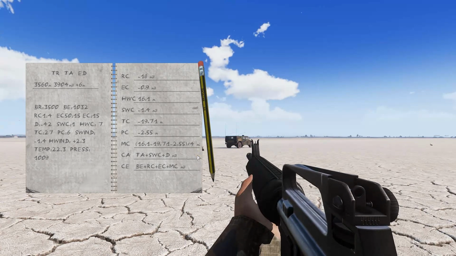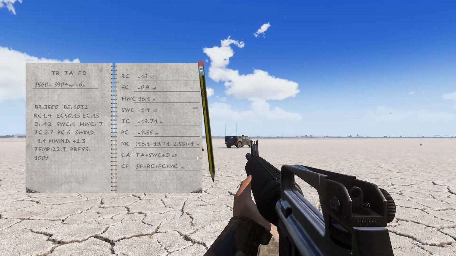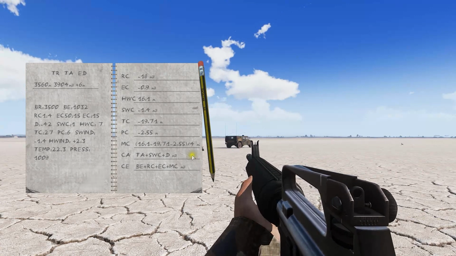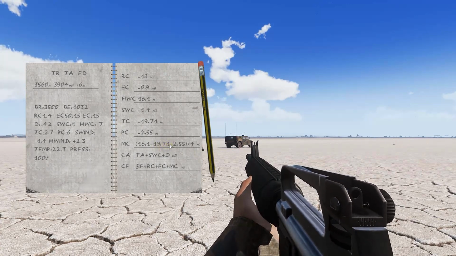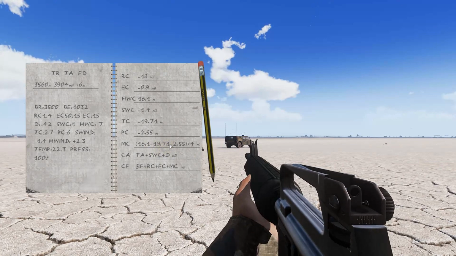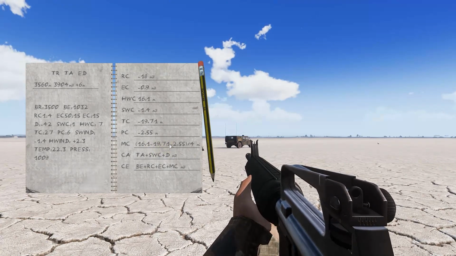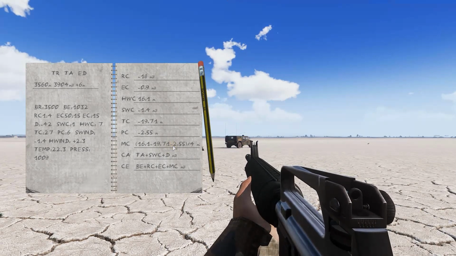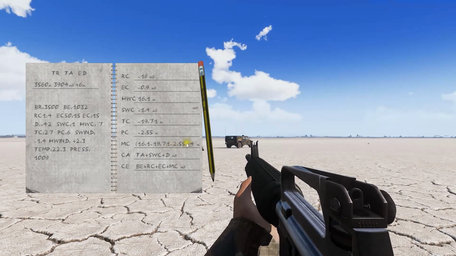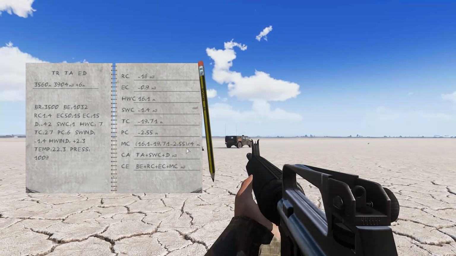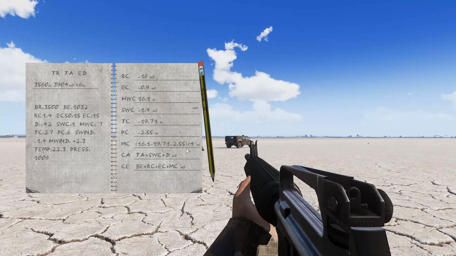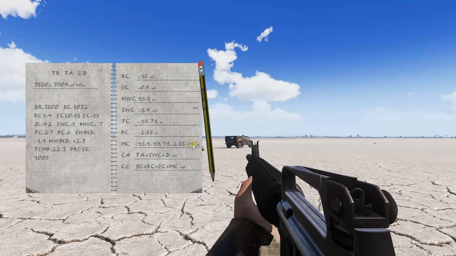It is some experimental stuff, so don't question anything. Just do what it says. So 16.1 meters minus 19.71 minus 2.55. That means minus 16.16 meters, divided by 4. That means minus 1.54 mils.